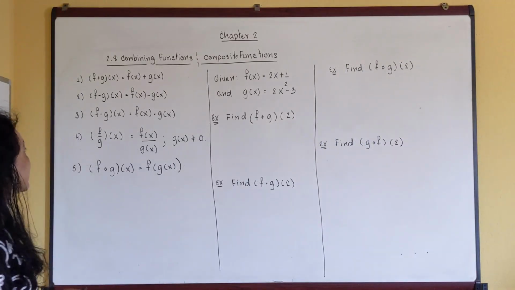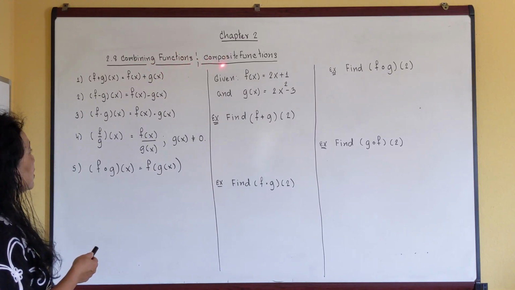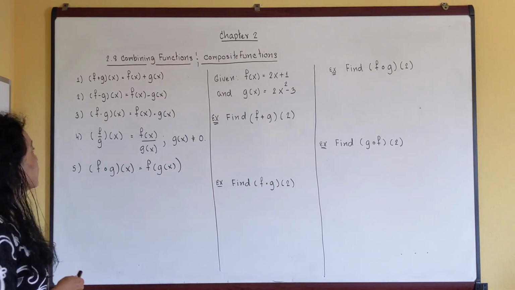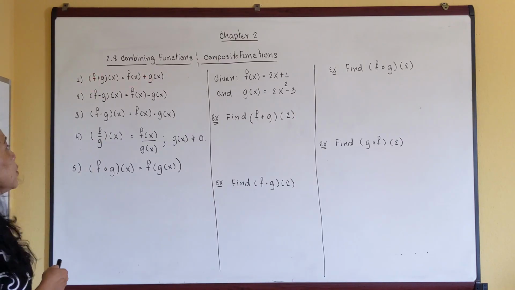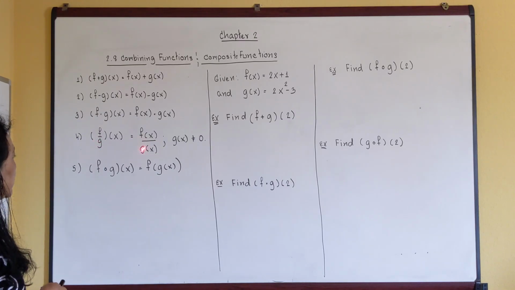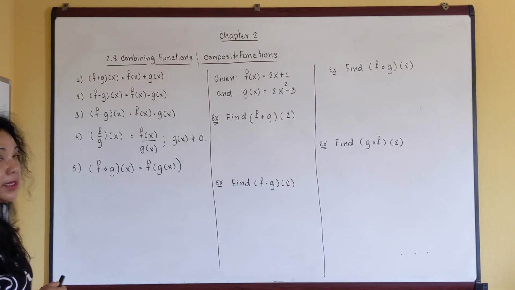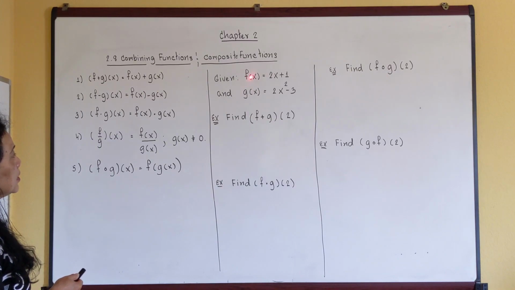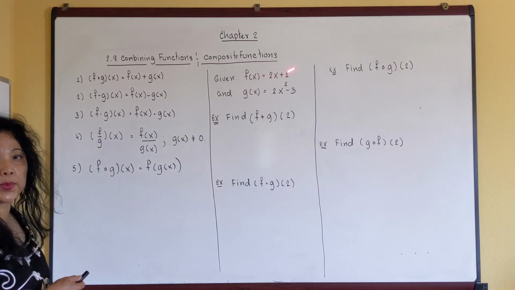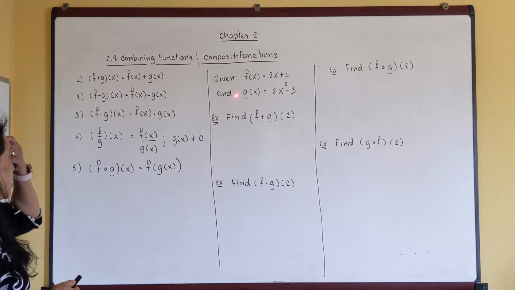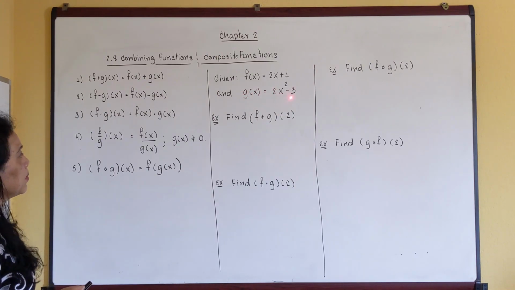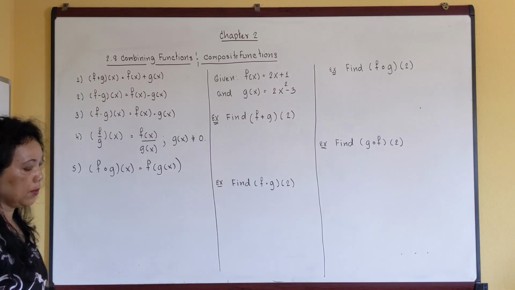All right, let's go to our next section, combining functions and composite functions. For combining functions, you're going to have two functions. You can add them, subtract them, multiply them, divide them. When you divide, make sure that the denominator is not equal to 0. So let's look at combining functions first. I have two functions. f of x is equal to 2x plus 1. This is linear. g of x is equal to 2x squared minus 3. This is a quadratic parabola, open upward.